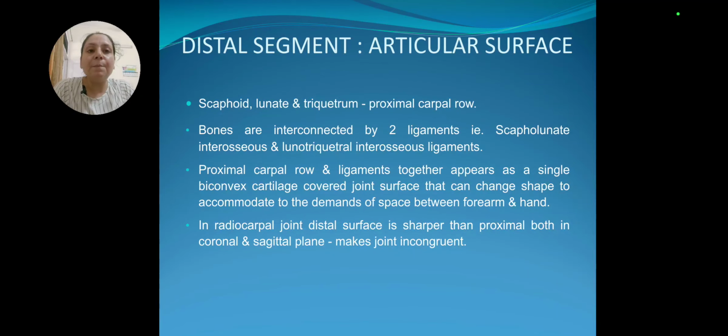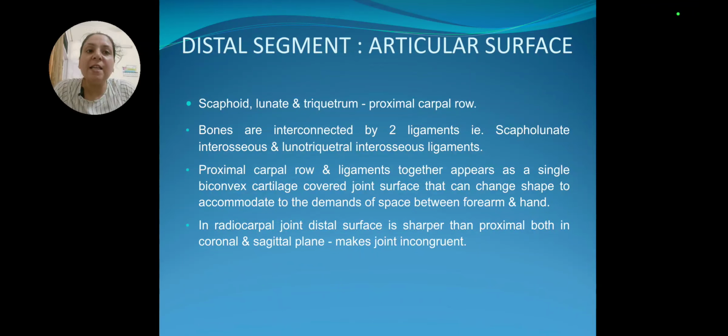Now coming to the distal part, since I don't have the wrist bones, we will be going through the slides itself. So the distal segment is having scaphoid, lunate, and triquetrum. That is the proximal carpal row. The pisiform is not taking part in it. It doesn't take part in this joint.